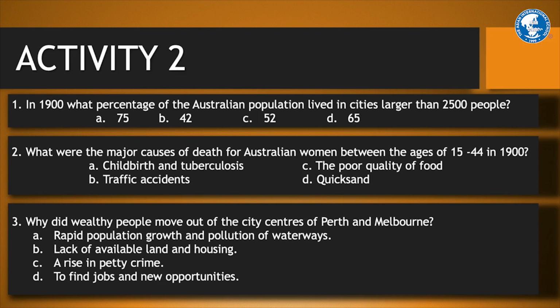Now let's check your answers. For number 1, in 1900, what percentage of the Australian population lived in cities larger than 2,500 people? The answer is letter C, that's 52%. Great. Number 2, what were the major causes of death for Australian women between the ages of 15 to 44 in 1900? The answer is letter A, childbirth and tuberculosis. Number 3, why did wealthy people move out of the city centers of Perth and Melbourne? The correct answer is letter B, because of lack of available land and housing.